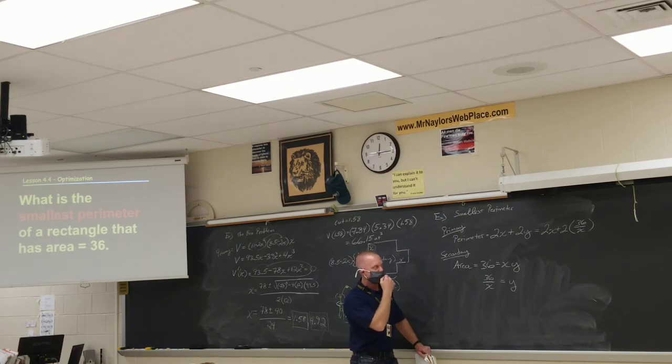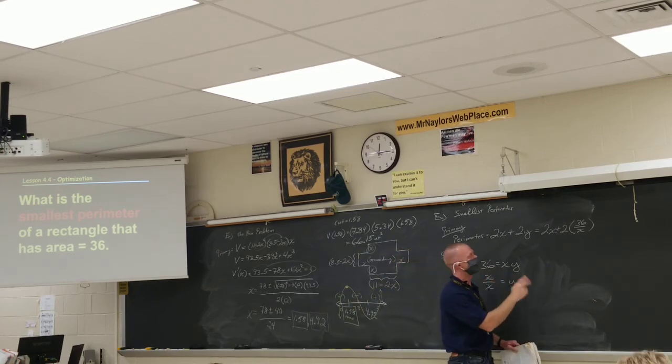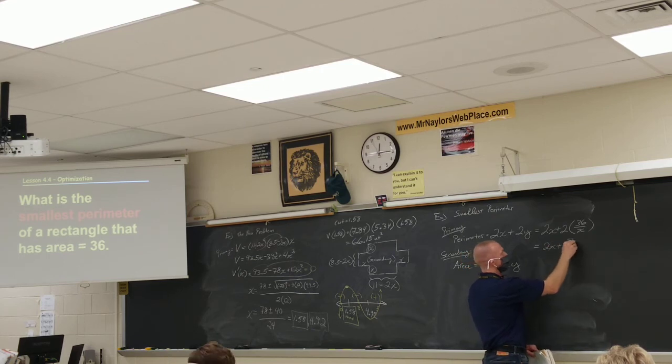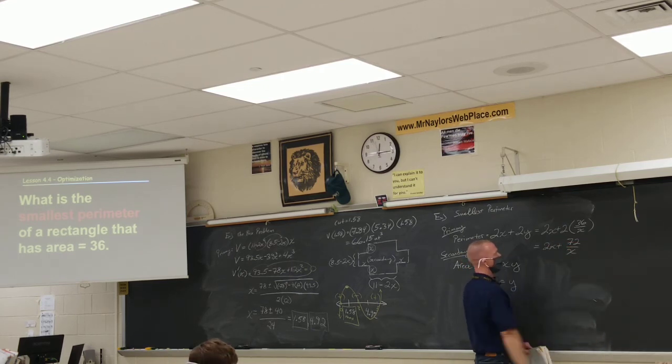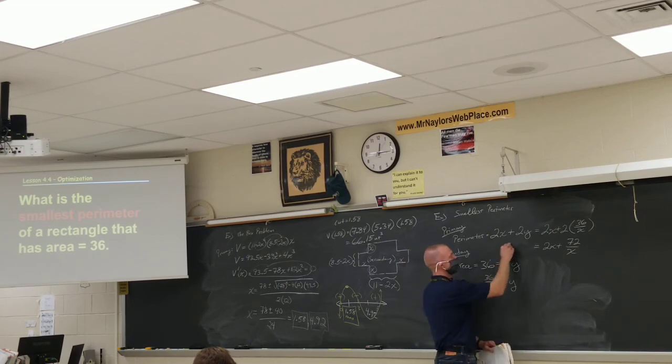And you'll come to realize that now we have a formula that we can derive. I would simplify it. Yes, I would simplify this. 2x plus 72 over x. That's probably as far as you need to simplify it. You could get a common denominator, and I'll kind of leave that up to you.